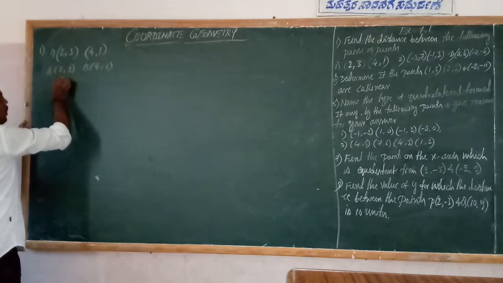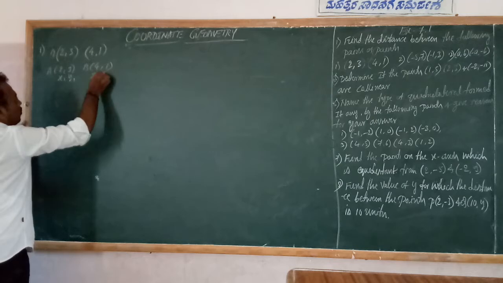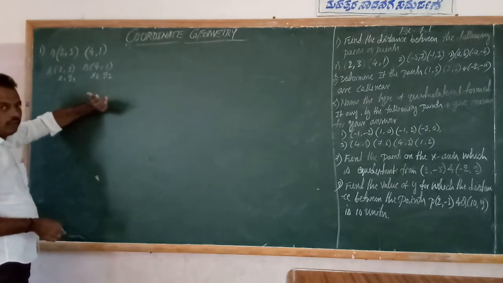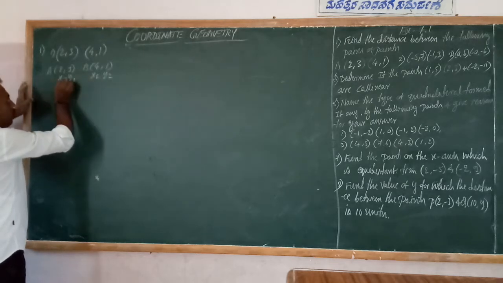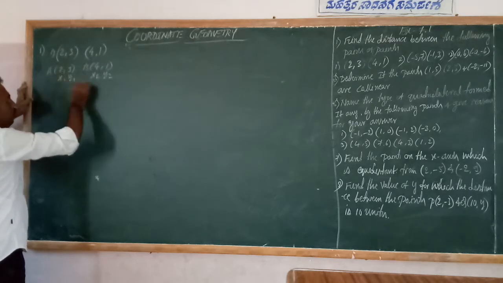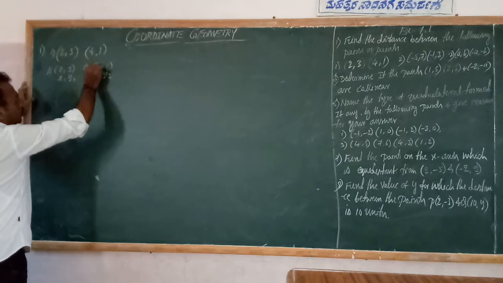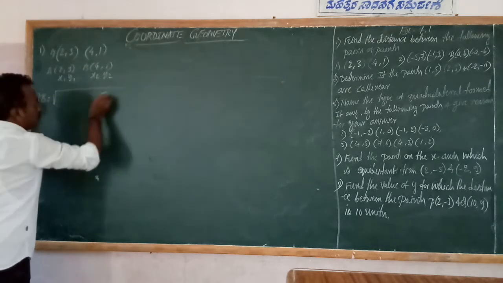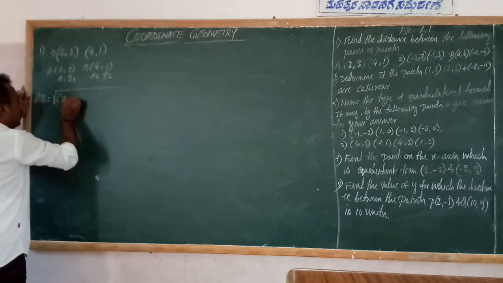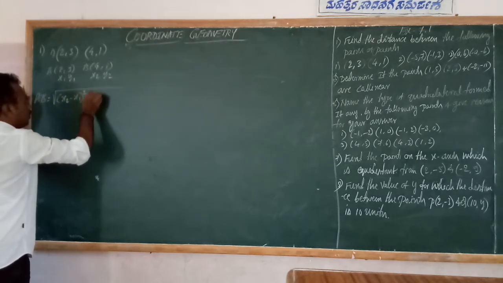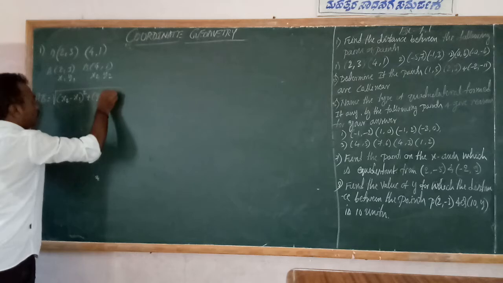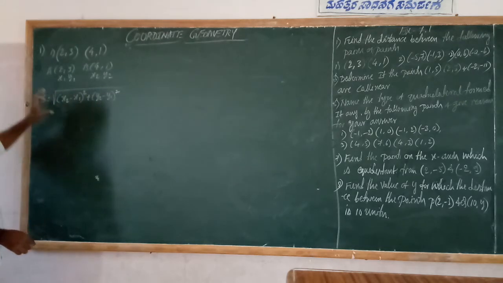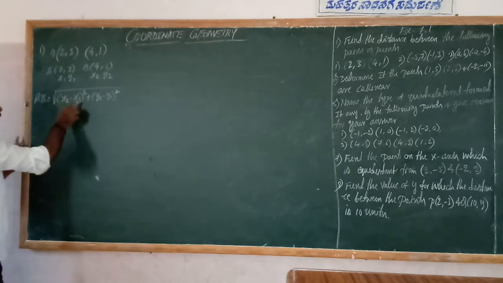So this is x1, y1, and this is x2, y2. You can also give this as x2, y2 and this as x1, y1. Either way, no problem. Now I will give one: this is x1, this is y1, this is x2, this is y2. Now we have to use this formula: AB is equal to the square root of x2 minus x1 whole square plus y2 minus y1 whole square. This is the formula for finding the distance between any 2 points, so you have to use it.